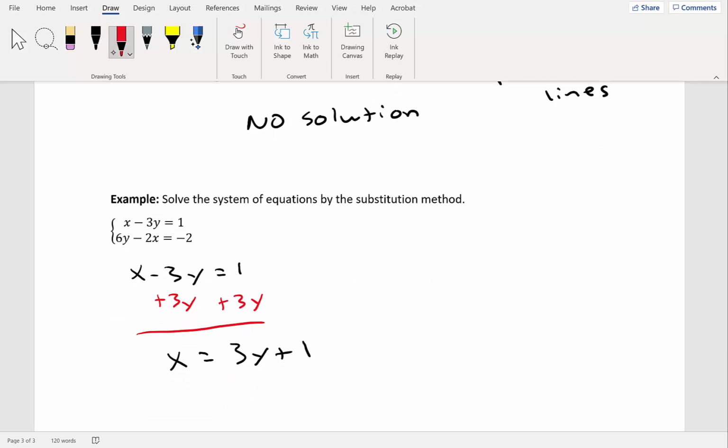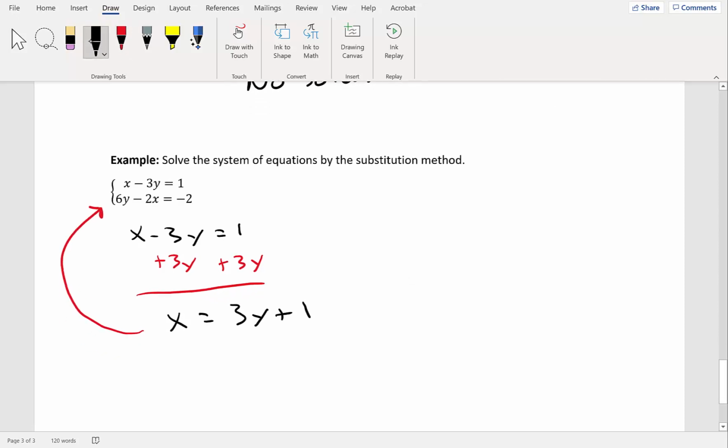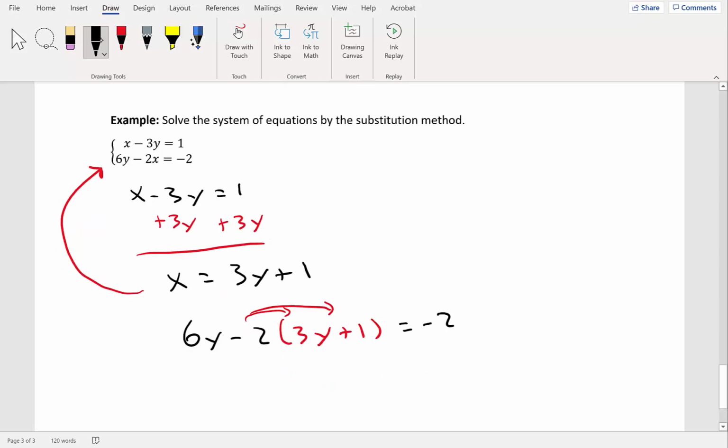So now we have to go ahead and take this expression and plug it into our second equation. So we have 6y minus 2 times, and we're going to change our x into 3y plus 1. And we have equal to negative 2. So now all we have left in this equation is y. So let's go ahead and try to solve for y. So let's go ahead and distribute this negative 2 out to both of these terms. We have 6y minus 6y minus 2 is equal to negative 2.